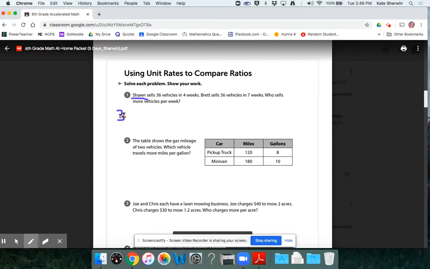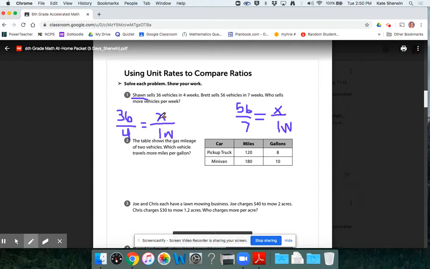We're going to write down what is given, 36 vehicles in 4 weeks. And remember, we want to find out the unit rate, how many vehicles he sells in 1 week. So if we put W for week, and this is the X. It's a horrible X. And then over here, same thing for Brett. It tells us 56 are sold in 7 weeks. We also need to find out how many does he sell per 1 week? And then once we find both of our X quantities, we compare.